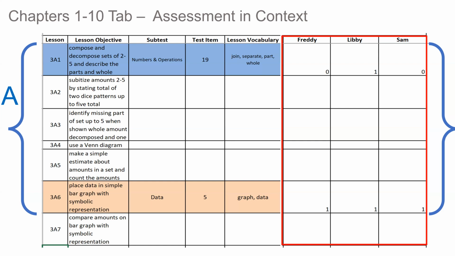Freddie, Libby, and Sam are all placed in Chapter 3. Our task is to place the students in a section of Chapter 3, hopefully together, as small group instruction is a very valuable part of teaching equals.